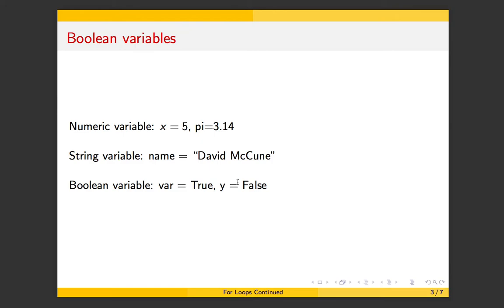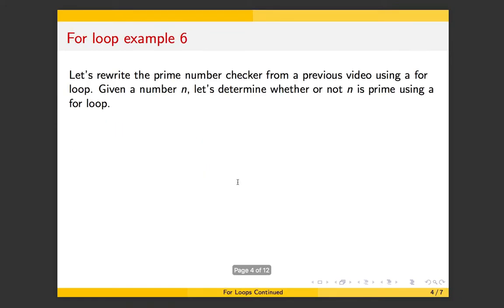The reason I'm showing you this now is because they work nicely with loops if you're trying to detect whether or not something is true or false. You can create a variable that will record for you if something is true or false, as we will see in the subsequent examples.